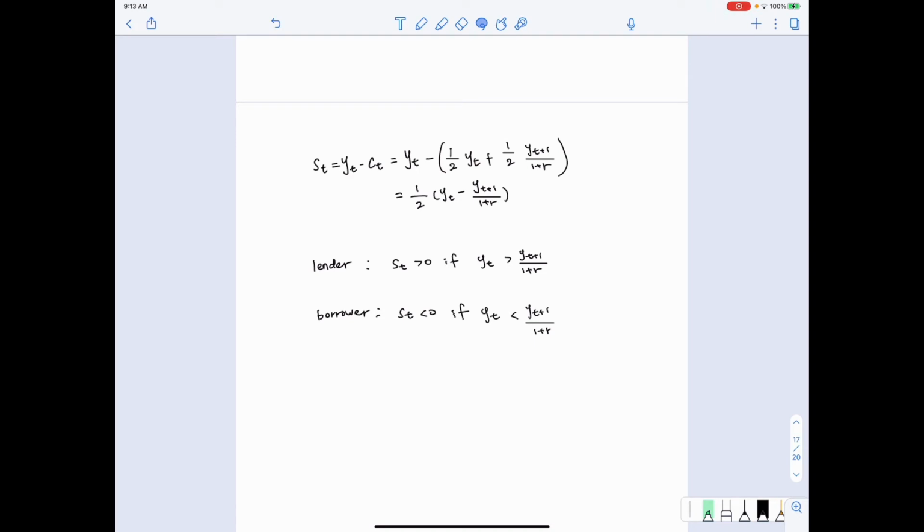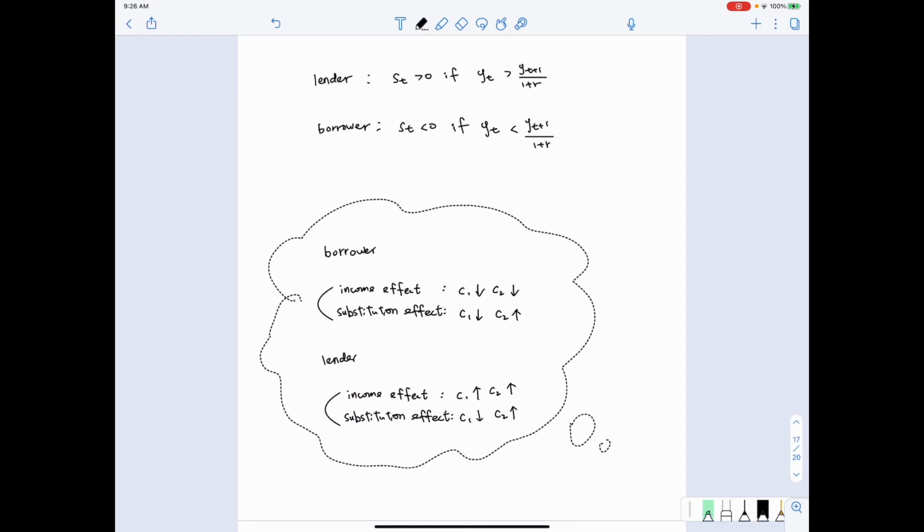On the contrary, if the point where the indifference curve is tangent to the intertemporal budget constraint is to the very right of the endowment, then we for sure know that that individual is a borrower. So before we move on to do the plotting, I want to remind you about the income effect and the substitution effect for borrower and lender when the real interest rate increases.